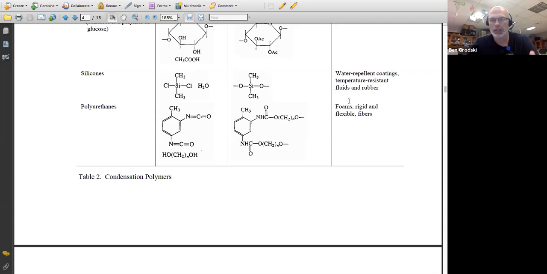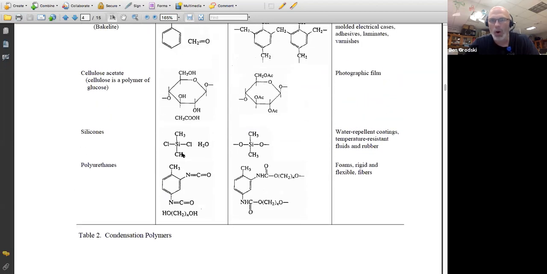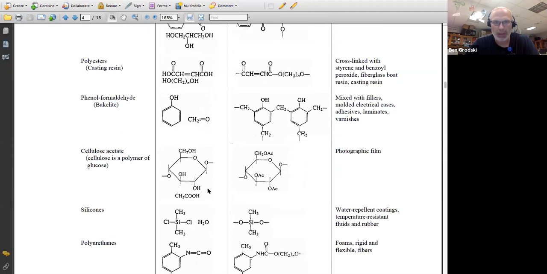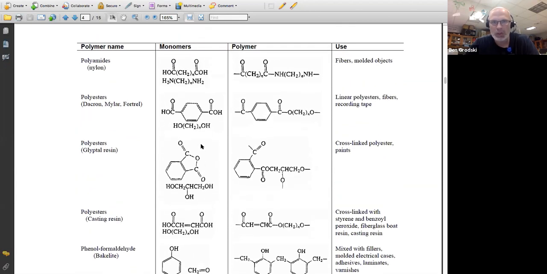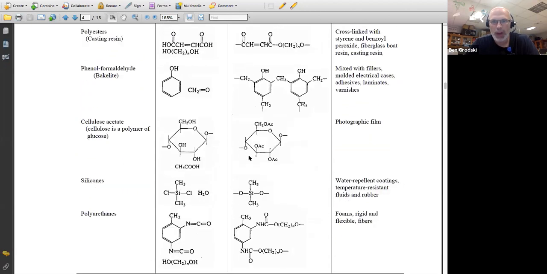A lot of insulation now, they put foams in gaps. But look at the ending here, CO, CO, and then you have the water coming out. And look at polyurethanes, there's a carbon double bonded to an O, and then you have an OH, so clearly water comes out here. And so these are all examples of having some kind of OH or O exposed in the reactants to give the polymer with water coming out.